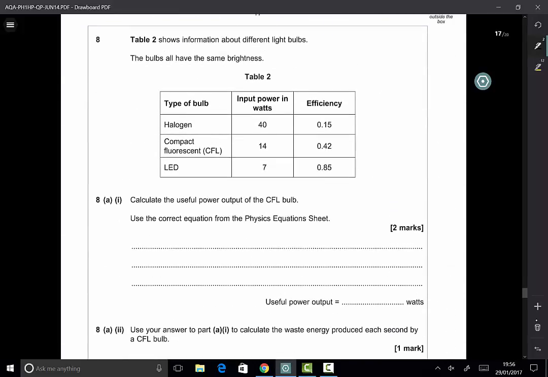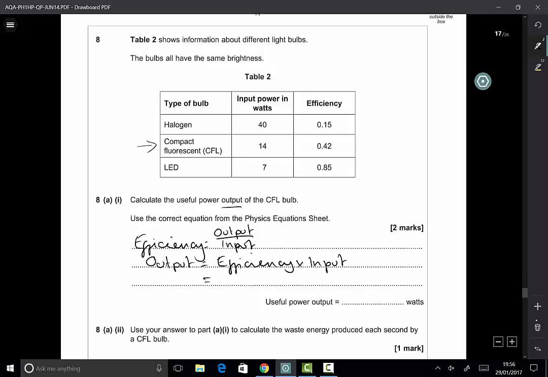Right, we've got some information about different light bulbs. The bulbs have the same brightness. Calculate the useful power output for the CFL. So we're looking at this one to begin with. We've got efficiency and input power. Our equation sheet tells us that efficiency is equal to useful output divided by total input. We're trying to calculate the output, so output is equal to the efficiency times the input.